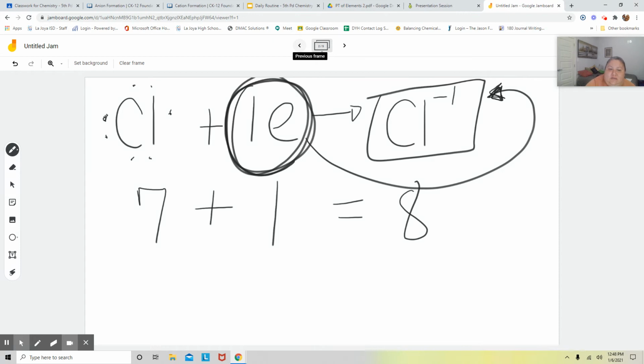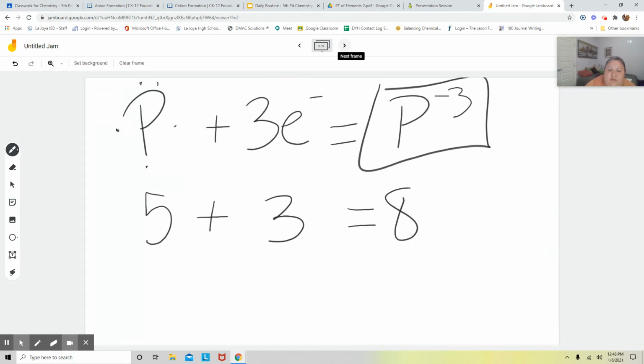Remember, the number that you have here is the number that you're going to put at the top. So for this one, it's a 3 that gets moved here. And since it's gaining, it has to be negative. Why? Because those electrons have a negative charge, so it gains a negative charge. Okay? All right, one more.